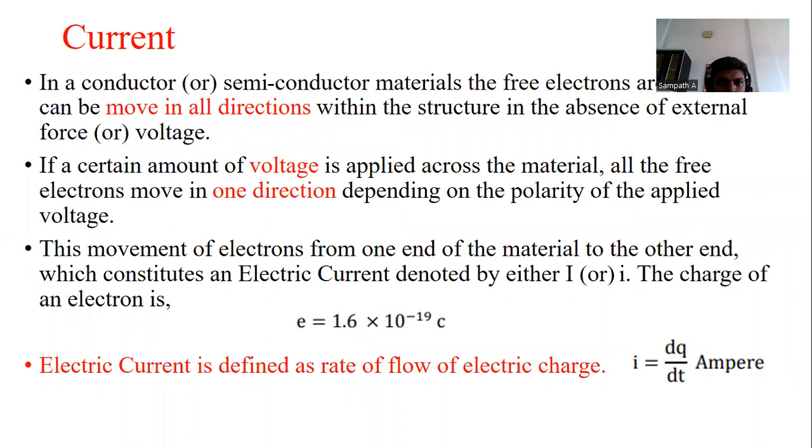The next one is current. I hope all of you are familiar with this term, current. It is a flow of electrons from one point to another point in a particular direction. It should indicate the direction of current also. The unit of current is ampere. It is majorly denoted by the formula I equal to dq by dt, change in charge with respect to time.